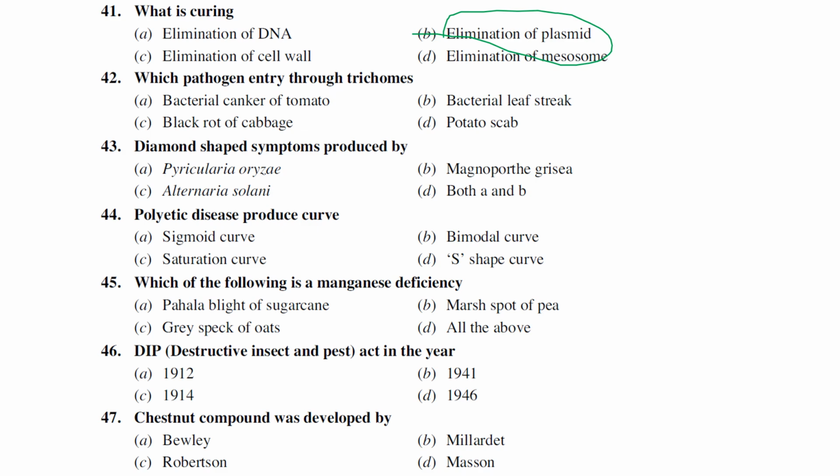Which pathogen enters through trichomes? Bacterial canker of tomato, bacterial leaf streak, black rot of cabbage, potato scab. Black rot of cabbage enters the plant through hydathodes. Bacterial canker of tomato enters the plant through trichomes.